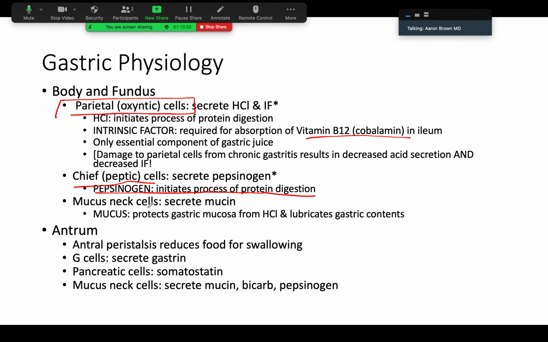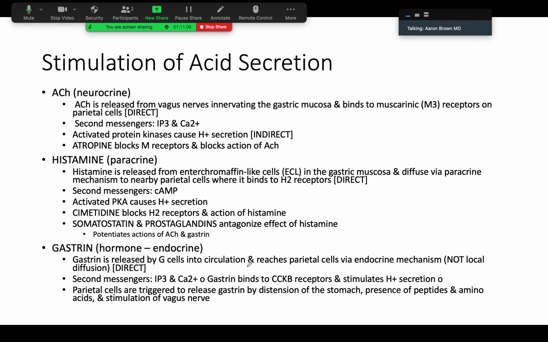The mucous neck cells secrete mucin, which will protect the gastric mucosa. The antrum of the stomach is responsible for secreting gastrins, somatostatin, and to start to make more basic the gastric contents. So what stimulates it? We've got ACh coming from our neurocrine, thinking about the vagus nerve here. We have histamine, which is a paracrine release from the enterochromaffin-like cells. They do like asking about these. The enterochromaffin-like cells secrete histamine, and then histamine will go to nearby cells to increase secretion of acid.